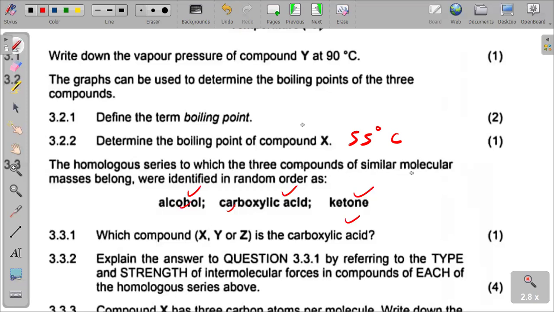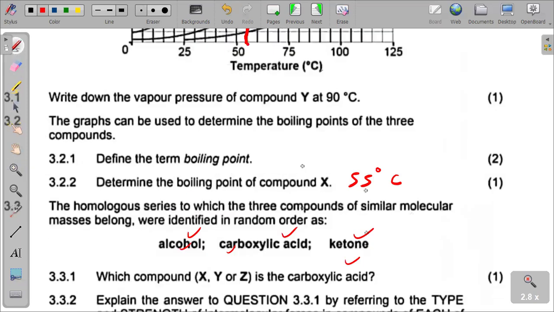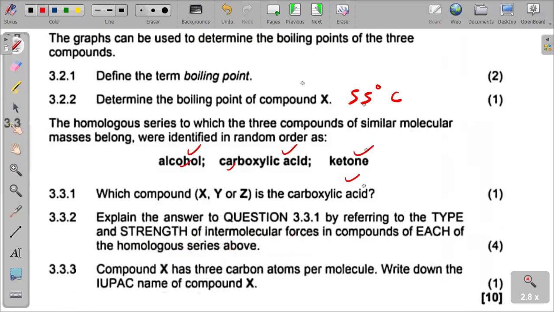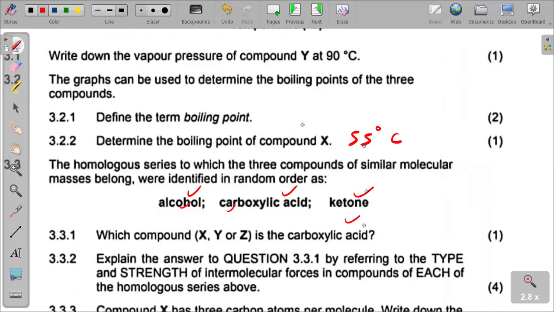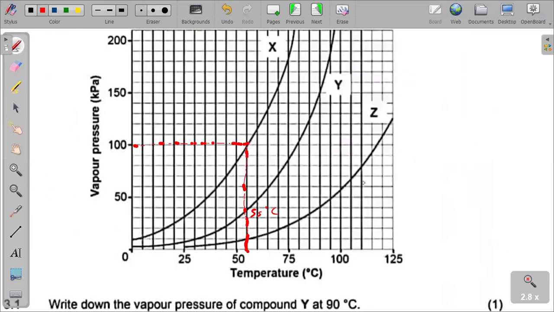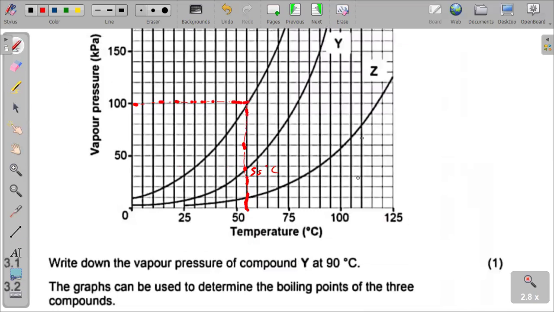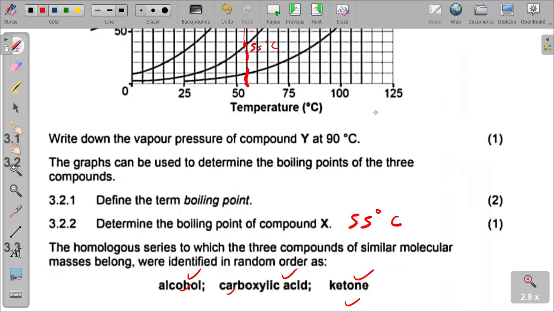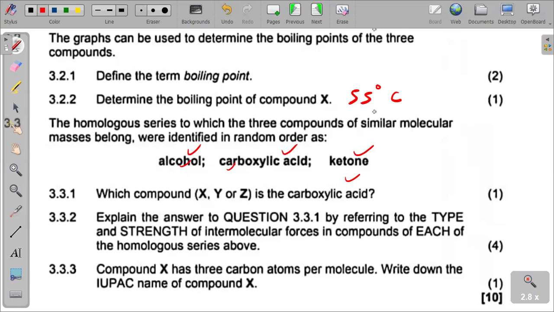The one that has the highest boiling point will apparently be the carboxylic acid. From the look of the graphs, graph Z is the one with the highest boiling point and apparently the lowest vapor pressure. So due to that, our carboxylic acid is graph Z. That's our carboxylic acid, so it's Z. We have identified it.